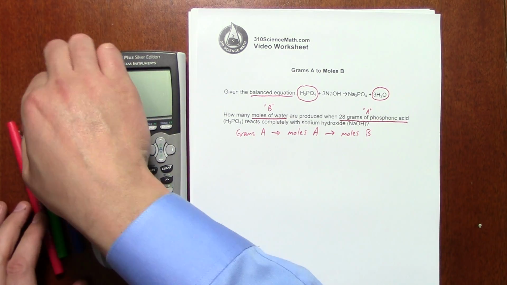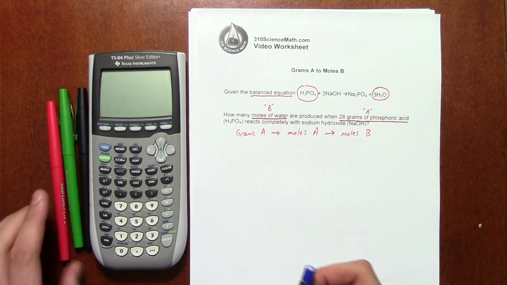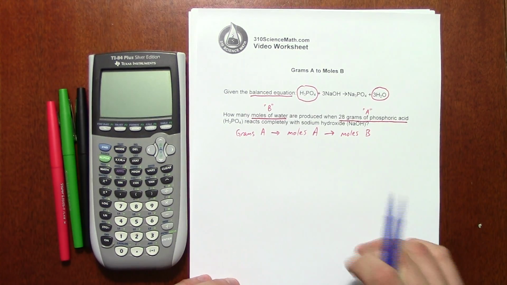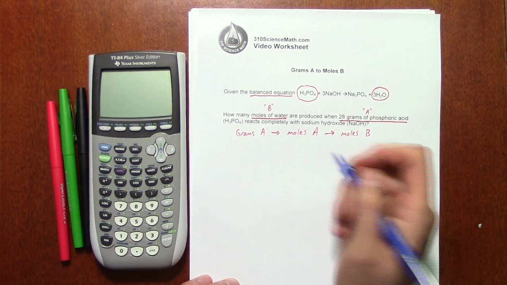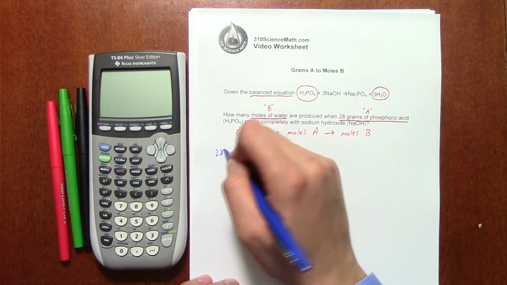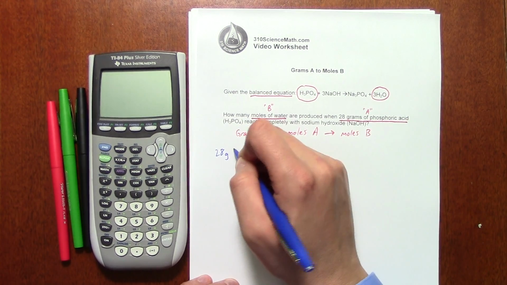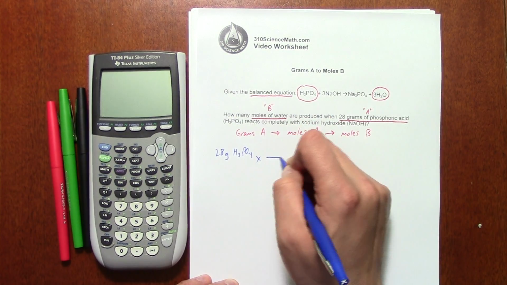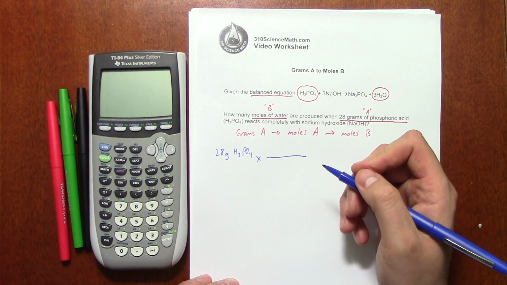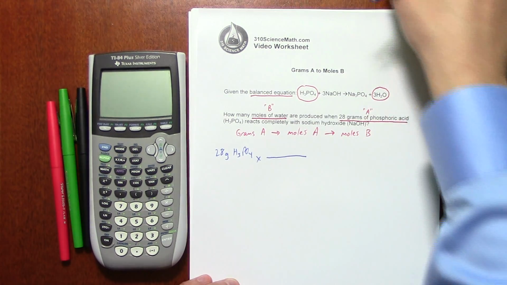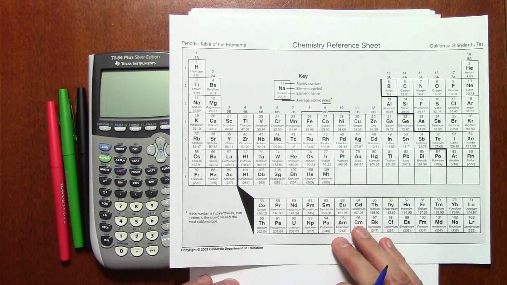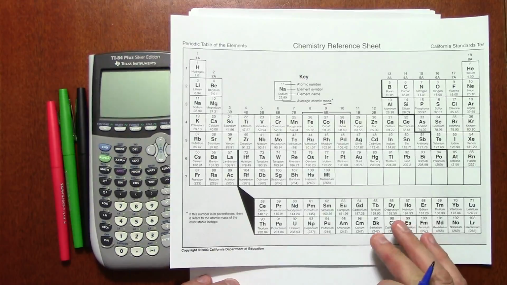So I'm going to start with the blue pen here. Okay, so I think we're good. We've got grams to start with. So they gave us 28 grams of H3PO4. Now, if I want to go from grams into moles, I need to know something called the formula weight, or the gram formula weight, or the gram formula mass, as it is sometimes called. And that means we're going to need a periodic table, because that's where all the masses are.